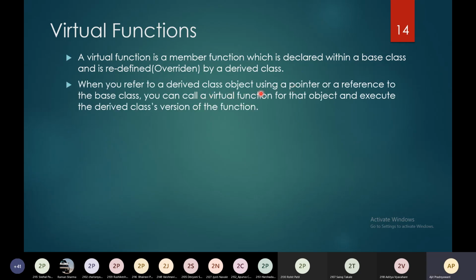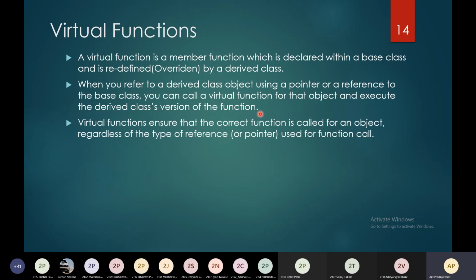When you refer to the derived class object using a pointer or a reference to the base class, you can call a virtual function for that object and execute the derived class version of the function. Virtual functions ensure that the correct function is called for an object, regardless of the type of the reference or pointer used for the function call.